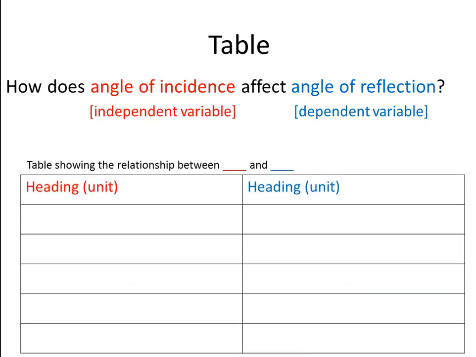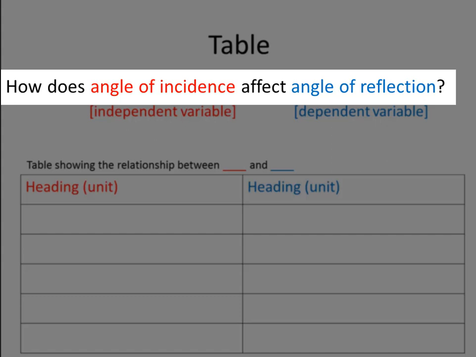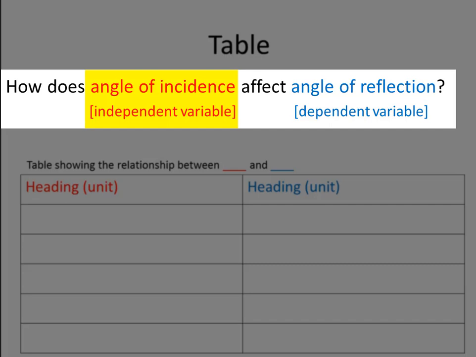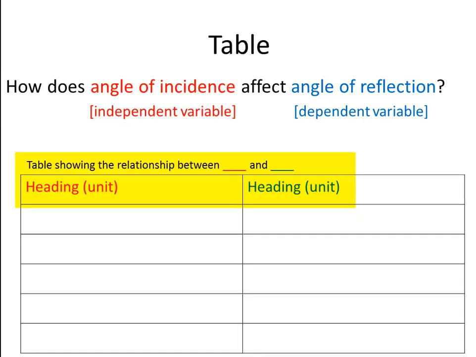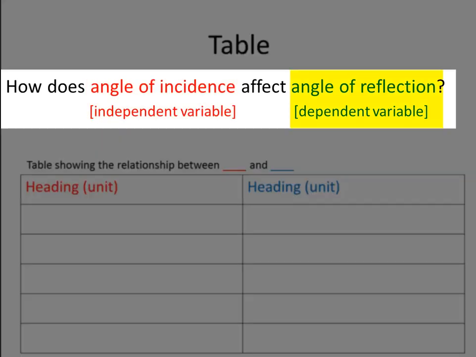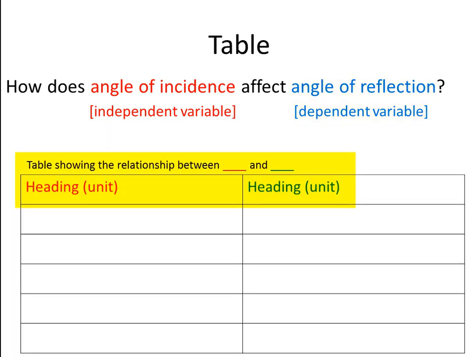So before we collect our data, let's prepare a table so that we can put our data into it. Our question is, how does angle of incidence affect angle of reflection? Angle of incidence is our independent variable. That's the one we are going to change. That is the cause. Where must that go in our headings? Angle of reflection is our dependent variable. It's our outcome. It's the effect. Where must it go in these headings? Pause the movie while you complete the gaps here.